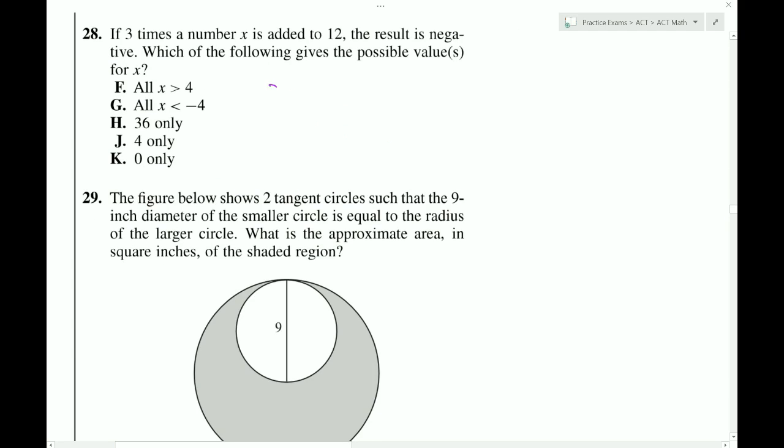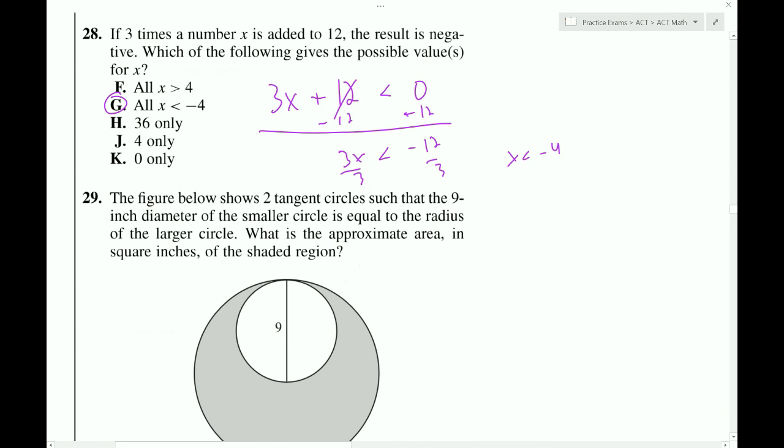If 3 times a number x is added to 12, the result is negative. That means this. Which of the following gives possible values? Okay, so we minus 12. So the setup there was kind of the hard part. And then divide by 3. So we get x less than minus 4.